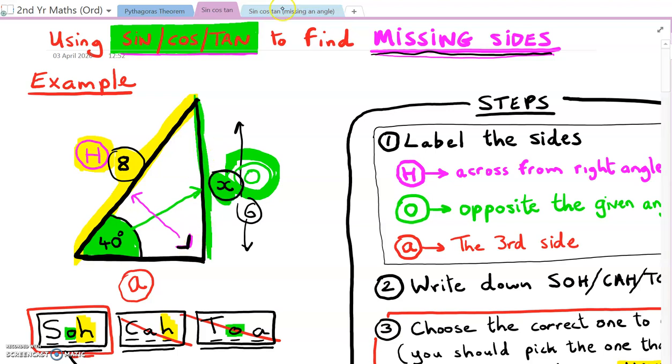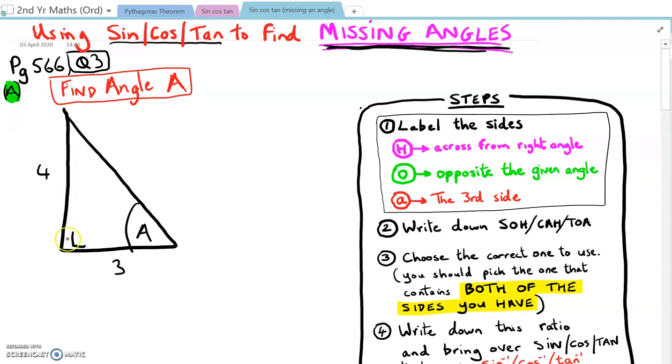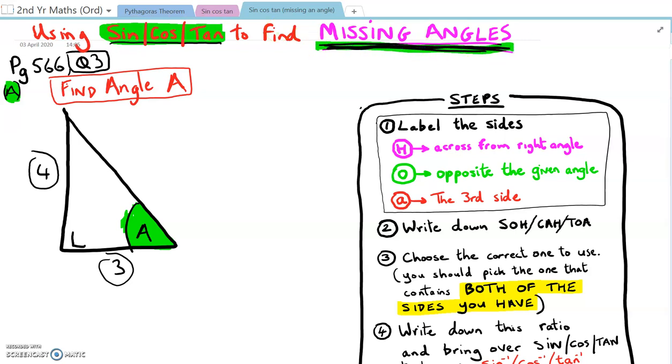In this video you'll notice in the triangles we're given two sides and we're not asked for the third side. We're asked to find an angle in the triangle. An angle is missing. That's why the title is using sine, cos, tan to find missing angles. The good news is it's much like using sine, cos, tan for missing sides. The steps are very similar.